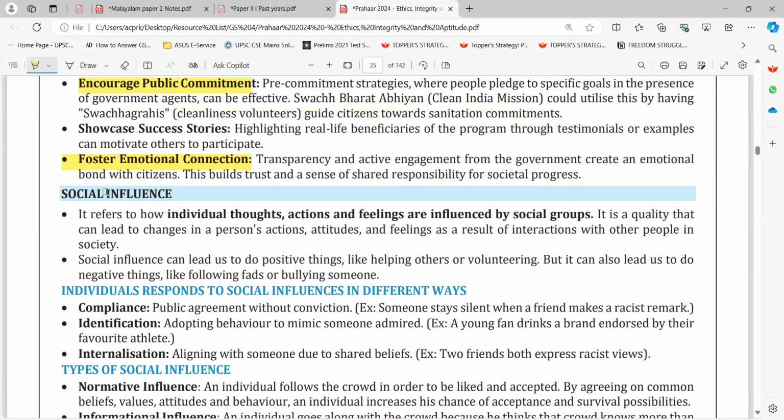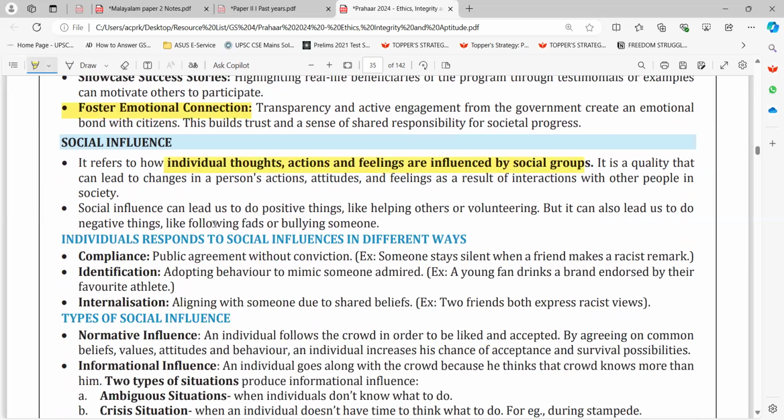Okay, next is social influence. It refers to how individual thoughts, actions, and feelings are influenced by social groups. It is a quality that can lead to changes in a person's actions, attitudes, and feelings as a result of interactions with other people in society. Social influence can lead us to do more positive things like helping others or volunteering, but it can also lead us to do negative things like following fads or bullying someone.